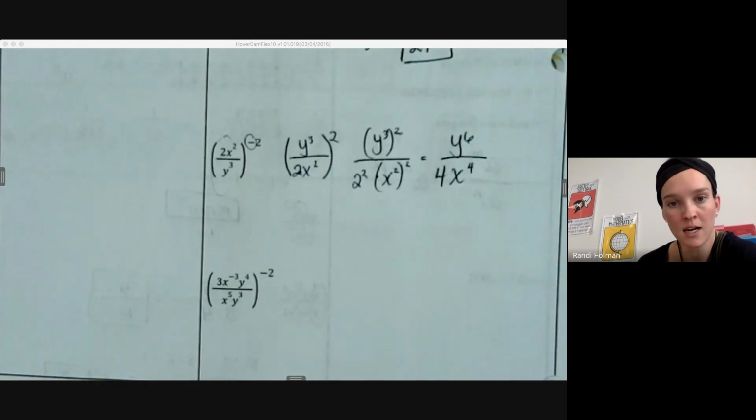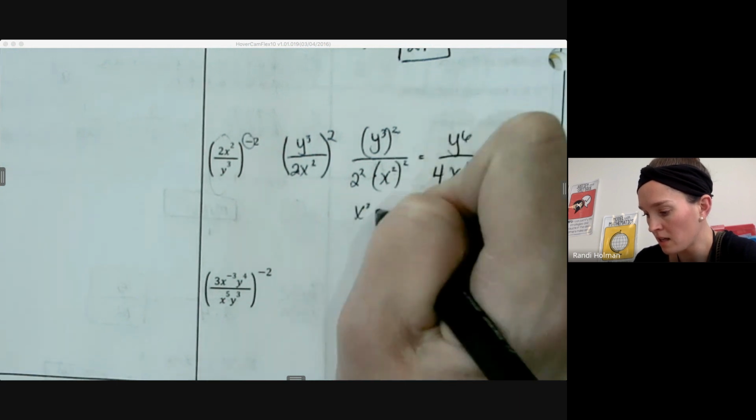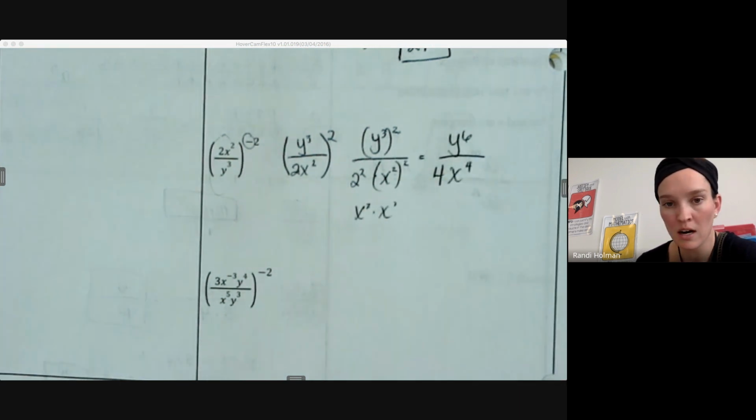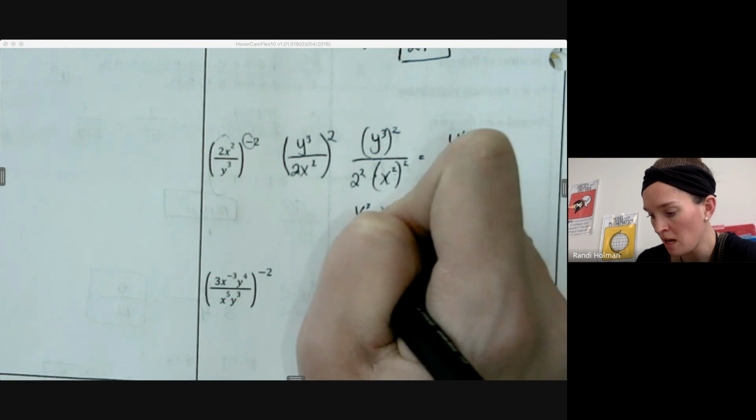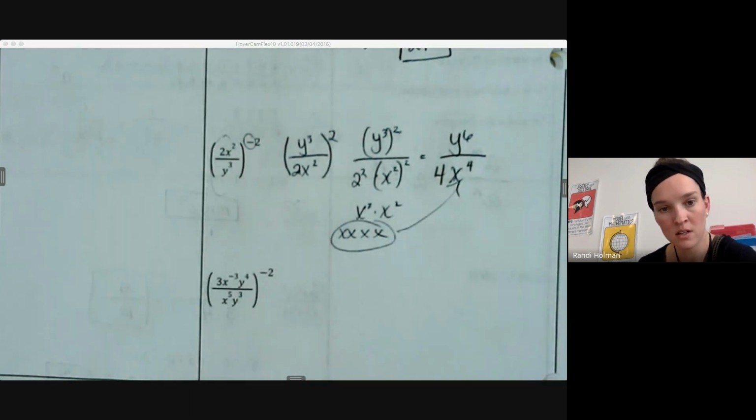Again, if you get stuck on any of those properties, think x squared squared means x squared times x squared. If you're still stuck there, go back to what that means: x times x times x times x. Ooh, I have 4 factors of x.